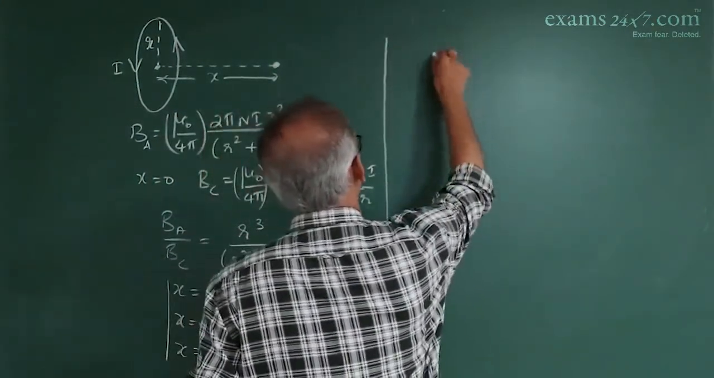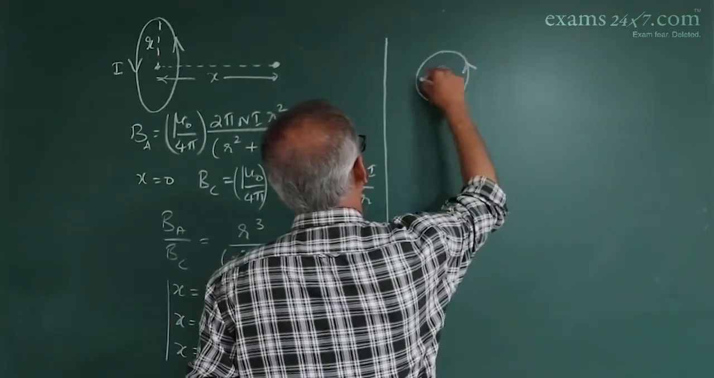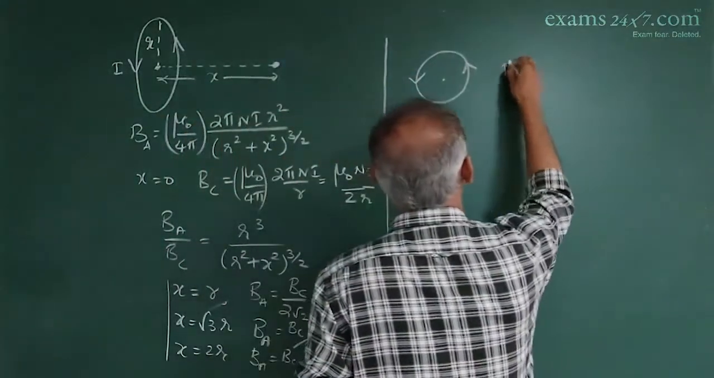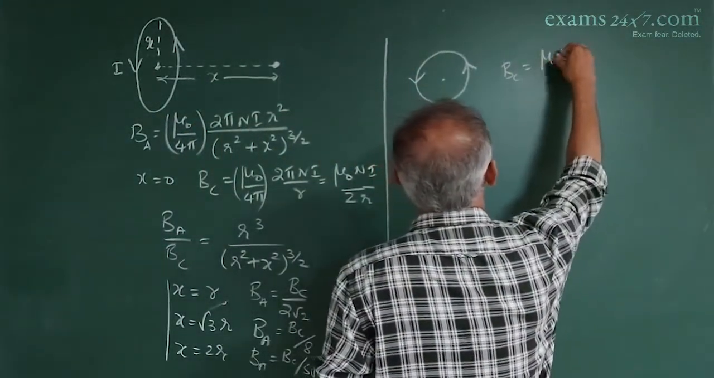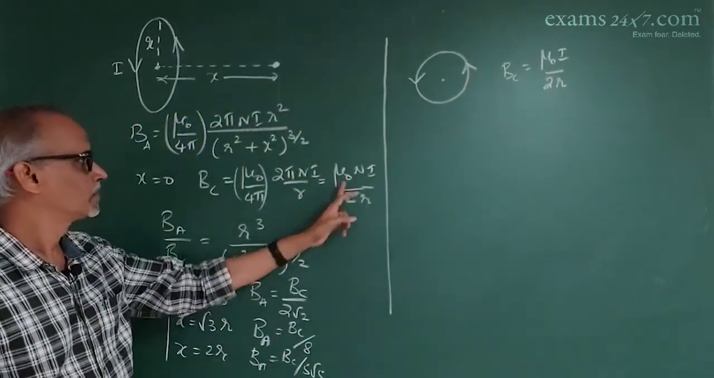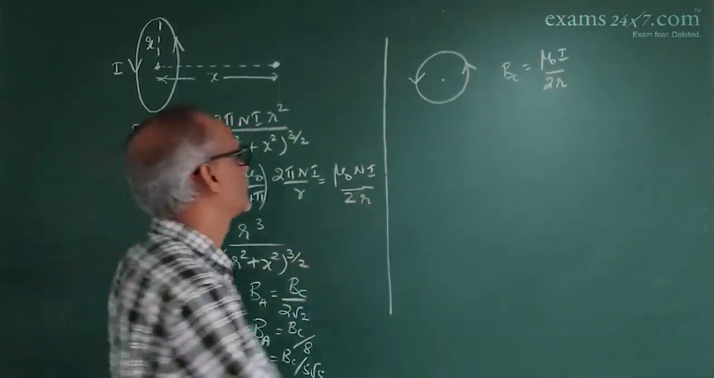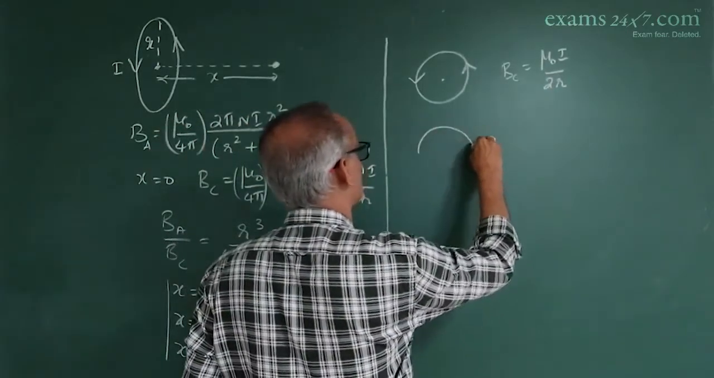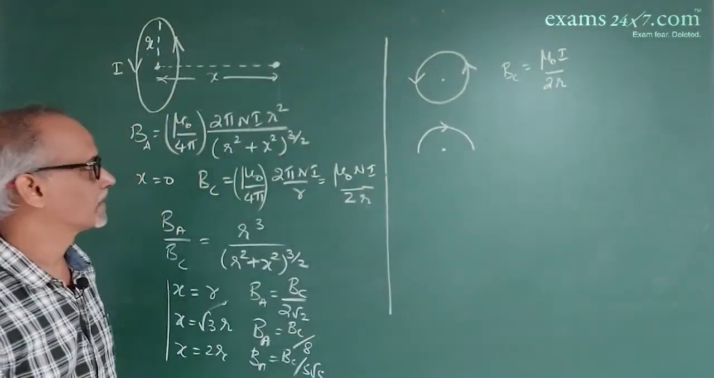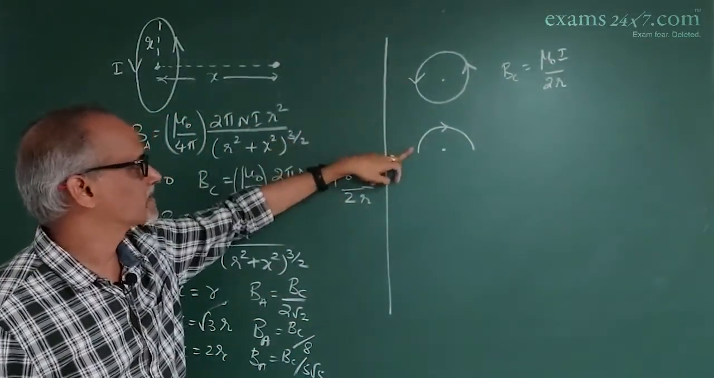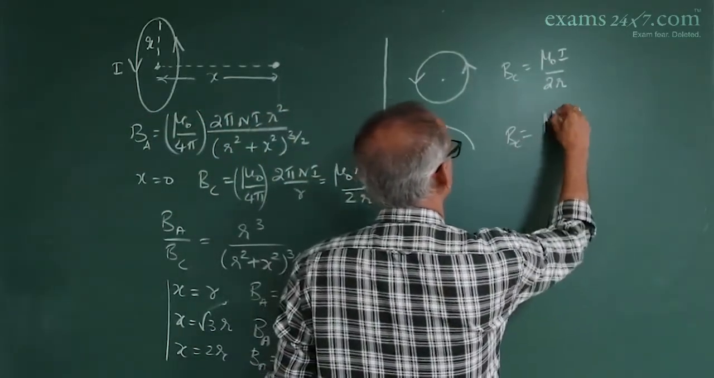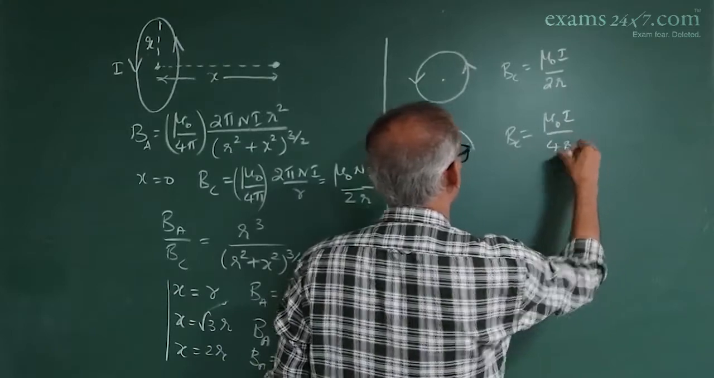If I consider a circular coil carrying current of only one turn, then the magnetic field at the center is mu naught I by 2R, where N is 1. If I take a semicircular coil, that is half a turn, then the field will be half of this. So, BC is equal to mu naught I by 4R.